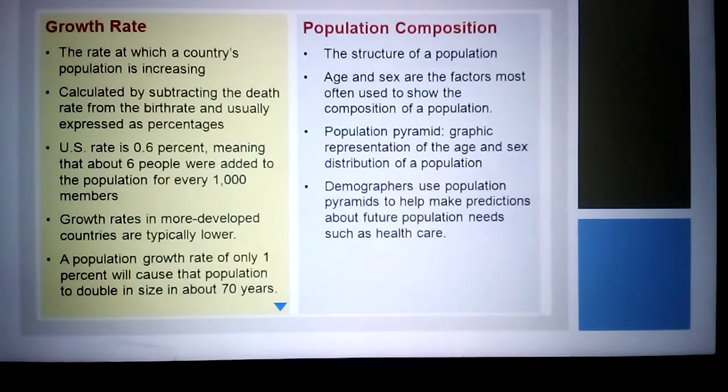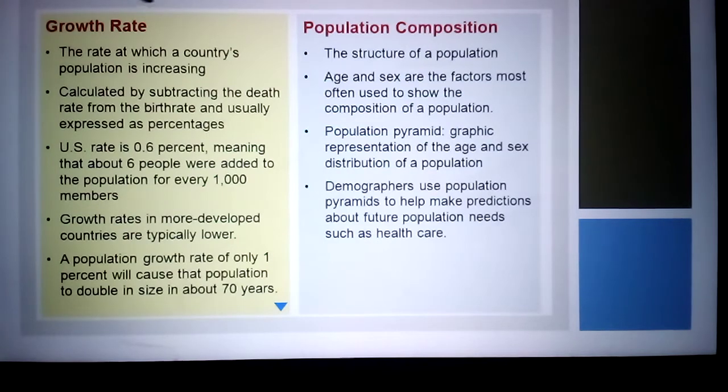Now see here, in previous module 2 we discussed the growth rate. What is the growth rate? Here the population increases. How does the population increase? The rate at which a country's population is increasing depends on the birth rate, death rate, and migration. It is calculated by subtracting the death rate from the birth rate and is usually expressed as a percentage.